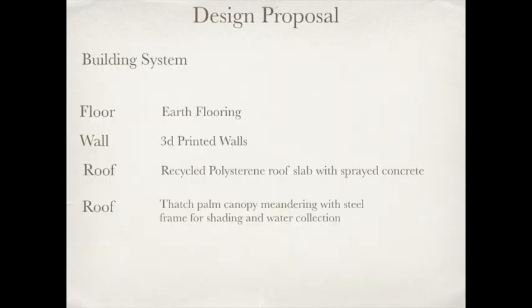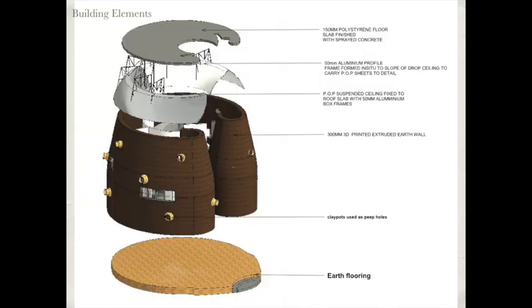For the design proposal, earthen flooring was used as the building system for the floor. 3D printed walls is proposed for the wall construction, while recycled polystyrene roof slab with sprayed concrete and a thatched palm canopy meandering with steel frame for shading and water collection is used as the roof members.